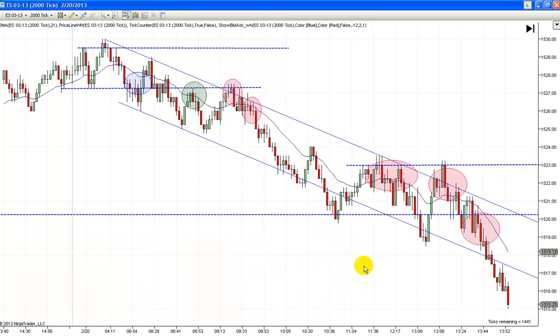But anyway, let's talk about the trades. When the market originally opened this morning, we were in this tight trading range.